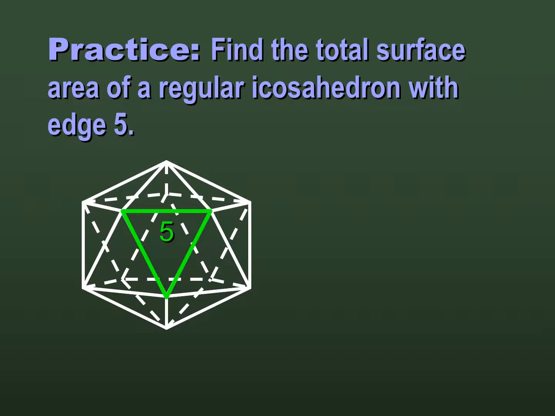So remember, all the faces have to be regular, which means that all angles and all sides are the same. So if all sides are the same, then this is an equilateral triangle. If we want to find the area of an equilateral triangle, we can use a formula for that. The formula is S squared times the square root of 3 over 4, where S stands for the edge or the side.